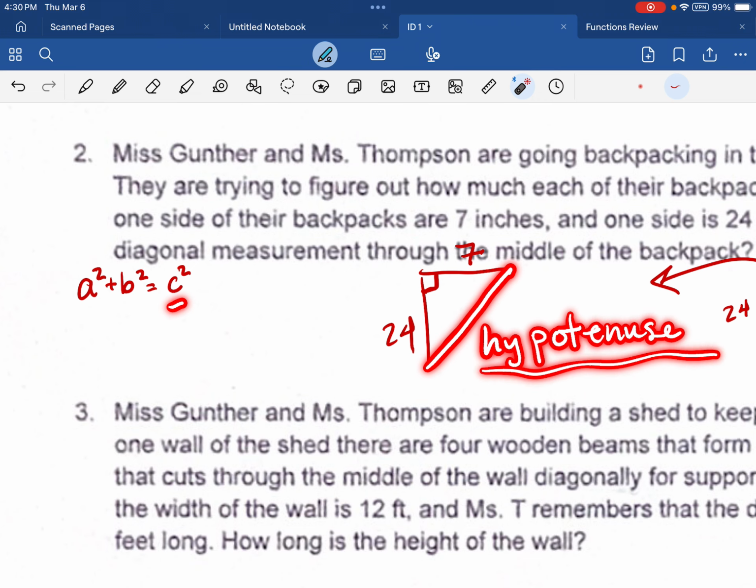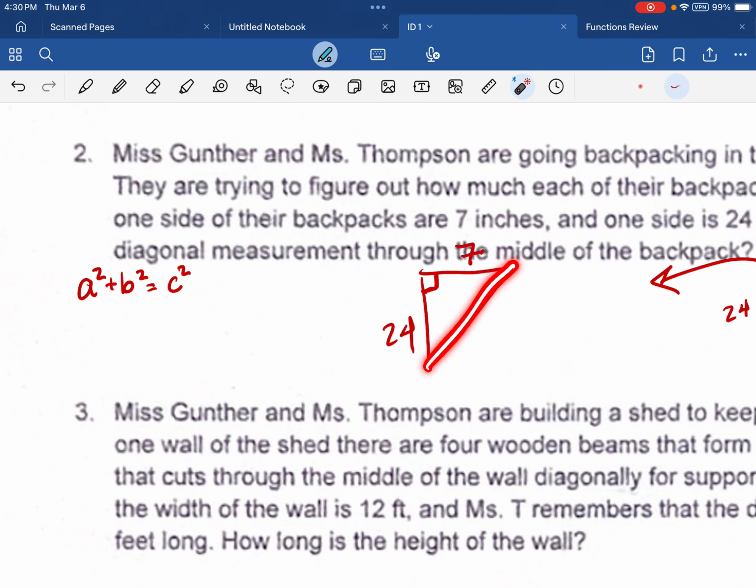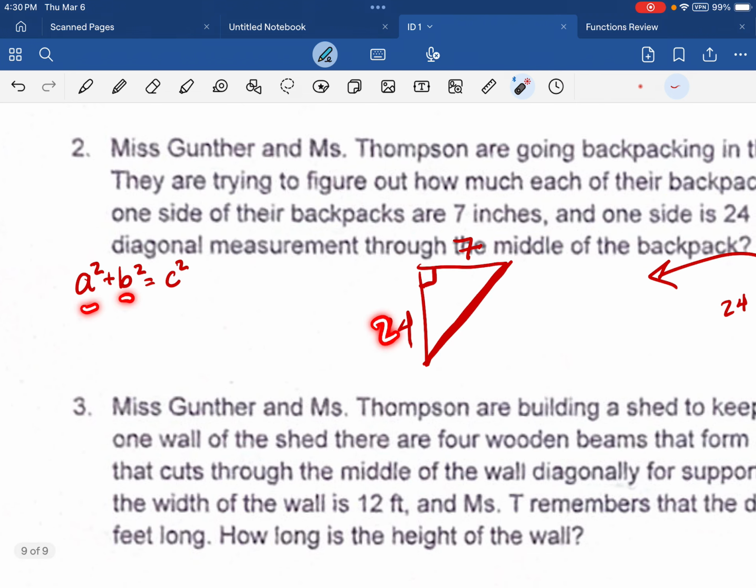The hypotenuse is the long side of a right triangle. We call these two the legs. They're the short sides. So let's substitute in the information that we know. It doesn't matter which one I put first, 24 or 7, because they're both the short sides. So I'm going to put the 24 first, just for fun. Plus 7 squared equals c squared.